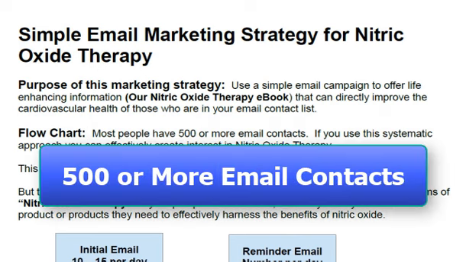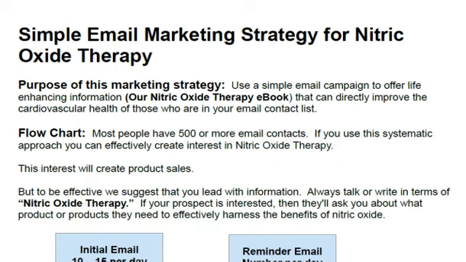Now, for most people, you have 500 or more email contacts. Plus, you most likely have a bunch of business cards that have email addresses on them that you can also add to your contact list. If you use a systematic approach, you can effectively create interest in nitric oxide therapy. That's the whole purpose of this email marketing campaign, and that interest will create product sales.